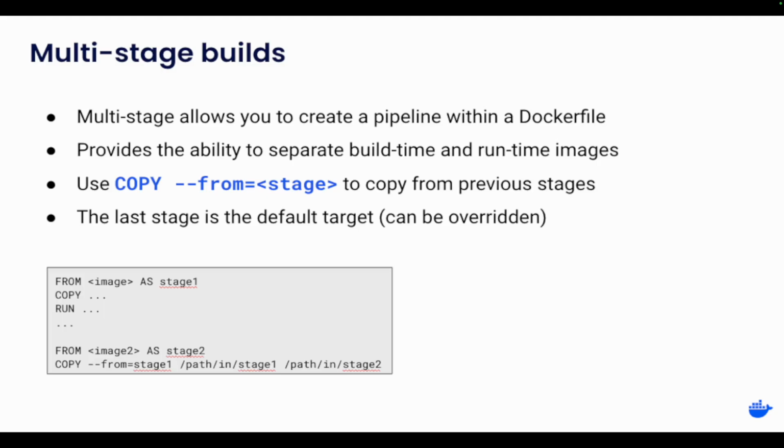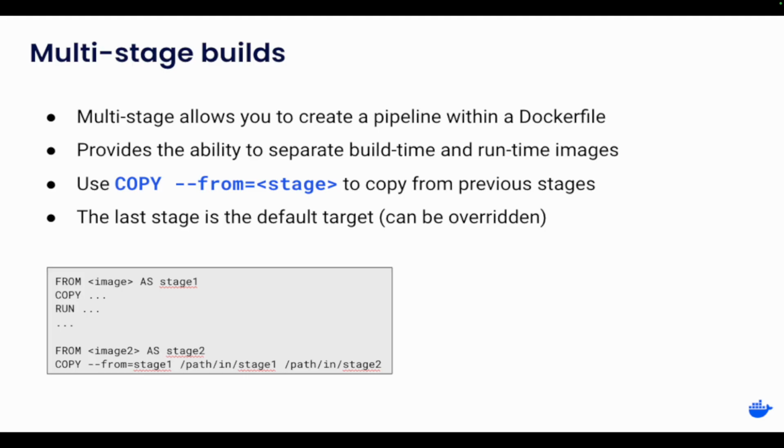A multi-stage build allows you to create a mini pipeline within the Dockerfile. So you can actually separate out your build time image from your runtime image and do even more beyond that. You can do the copy from stage to copy from a previous stage. The last stage is going to be the default target of this particular build, but you can override it, which we'll do here in just a minute.